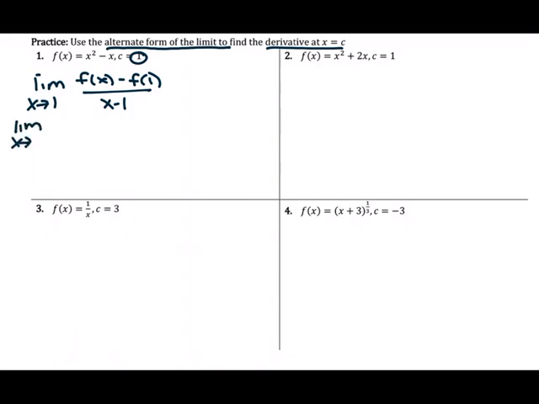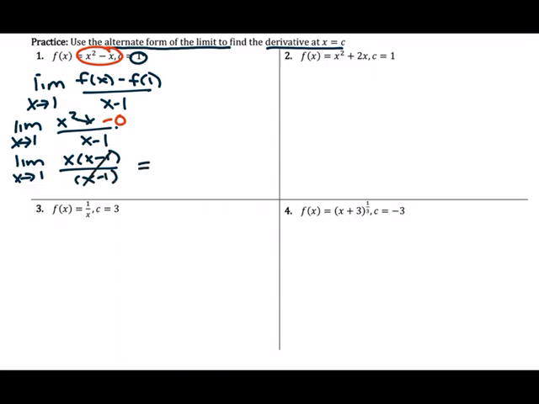So the limit as x approaches 1, f of x is x squared minus x. F of 1 is what I get when I plug 1 into this function. Well, that's going to be 1 minus 1, which is going to be 0, over x minus 1. Now we have a limit that we have to evaluate. So I can't plug in 1 right away. I get indeterminate form, so I'm going to try to factor. This does have a factor that divides out, and then if I plug 1 in there, I just get 1. That means, and I'm going to come back up here, f prime of 1 equals this limit, so f prime of 1 is equal to 1.